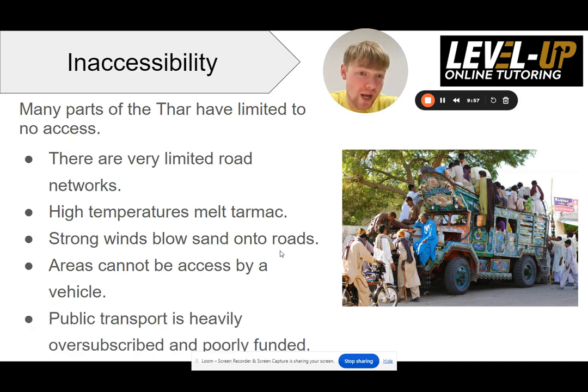And public transport, as you can see there, that's an example of a bus within the Thar Desert. Public transport is heavily oversubscribed, so lots of people are using it, and naturally it is very poorly funded. Equally, those buses are not going to be driving up some of the large dunes. So you can see how access is very difficult and challenging in this part of the desert.